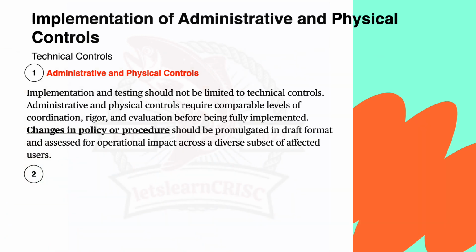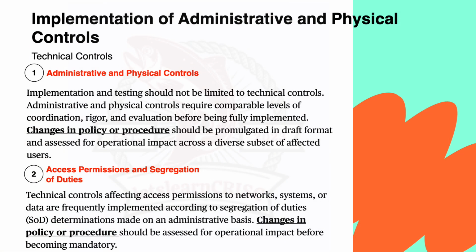Next is about access permission and segregation of duties. Friends, it states managing who has access to what information or system and ensuring that no one person has too much control, to prevent potential misuse, right? So typically it states that changes of policy should be assessed for operational impact before becoming mandatory, right?